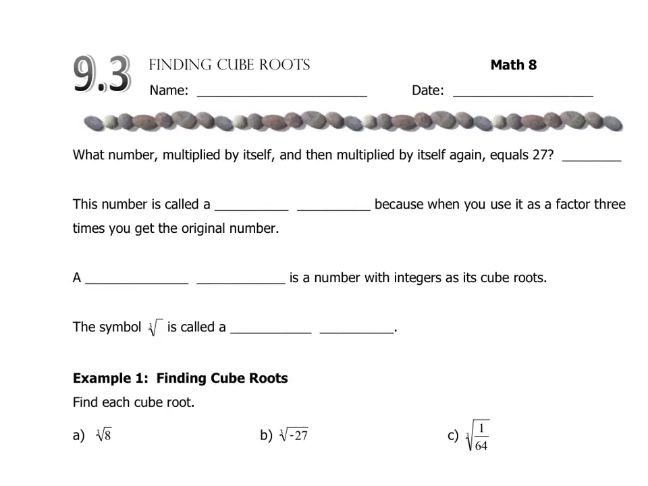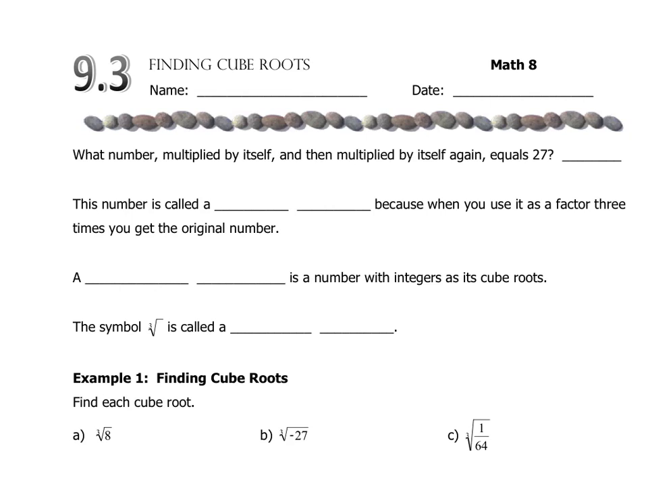Today we're going to talk about finding cube roots. In the previous section we did square roots, where we had a number times itself 2 times. Now we're looking at cube roots. So we started that last lesson asking what number multiplied by itself equaled 25. This time, we want to know what number multiplied by itself and then again by itself equals 27.